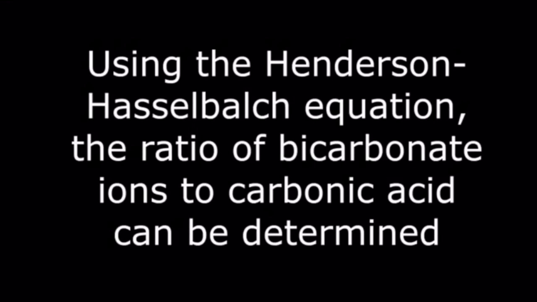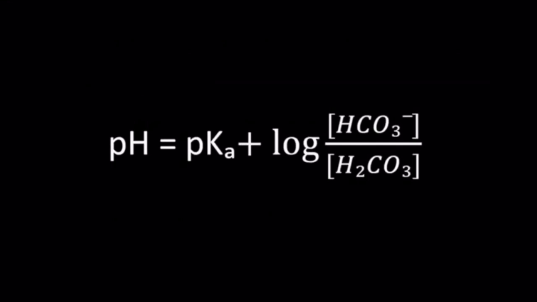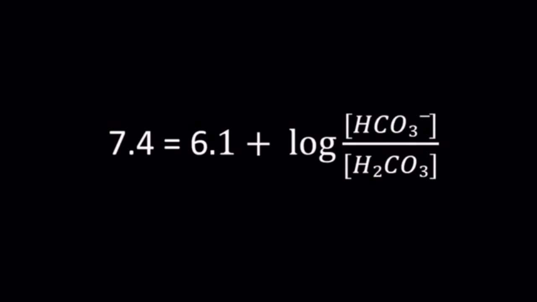Using the Henderson-Hasselbalch equation, the ratio of bicarbonate ions to carbonic acid can be determined. In the equation, we can set the pH of blood equal to the pKa of the carbonic acid plus the log of the concentration of the bicarbonate ions over the concentration of the carbonic acid. Since we know the ideal pH for blood, we can substitute 7.4 in for the pH, and since we know the pKa of the carbonic acid at body temperature, we can substitute 6.1 in for the pKa.